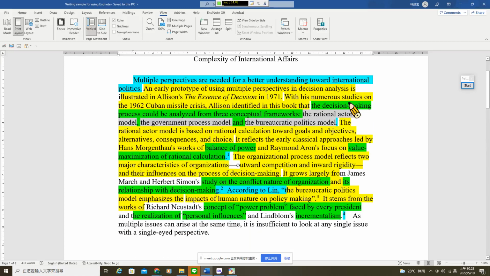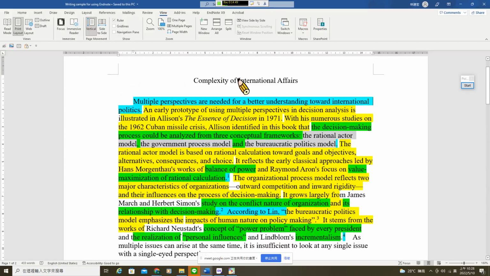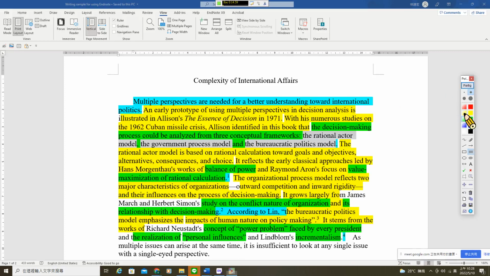So let's first go to the details of this very simple paragraph. This paragraph describes the complexity of international affairs. So as usual, we will go through the mechanism, the structure of this paragraph. The first one, let's see. Multiple perspectives are needed for a better understanding toward international politics. So this apparently is the topic sentence, right?